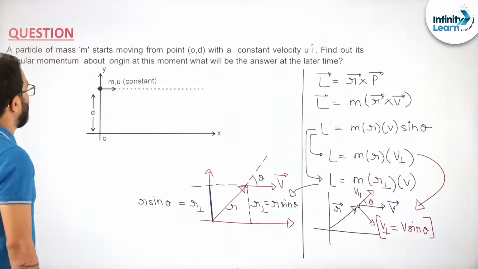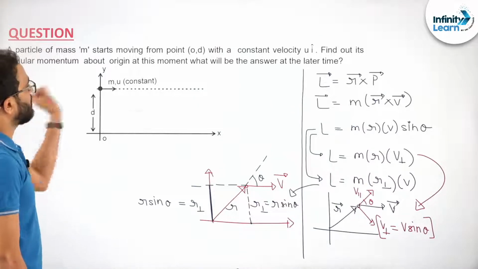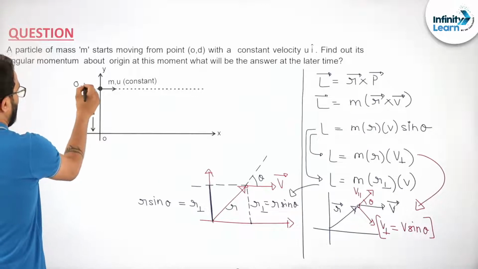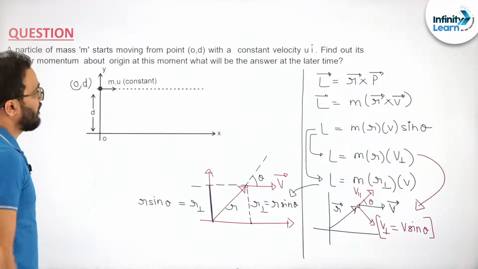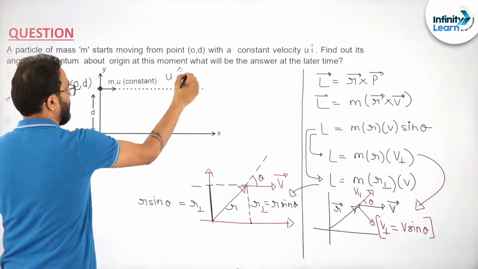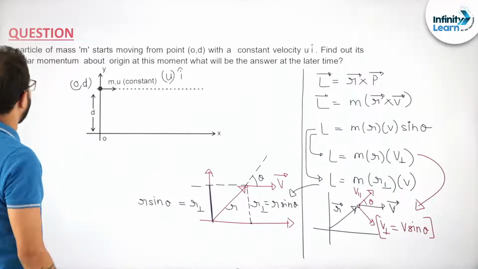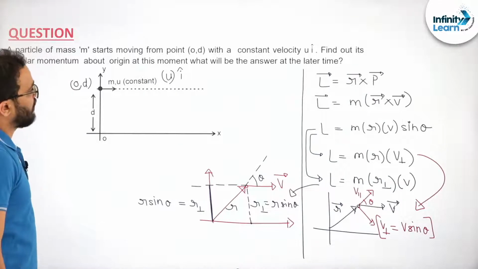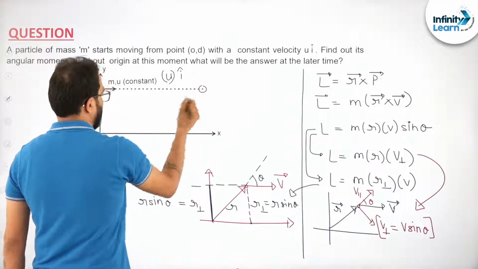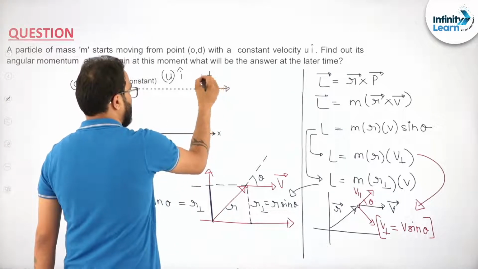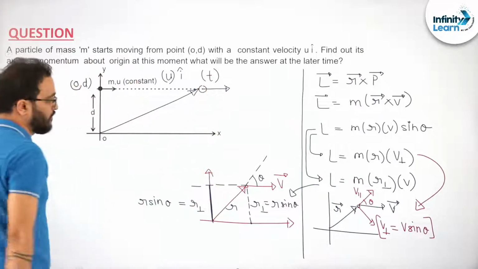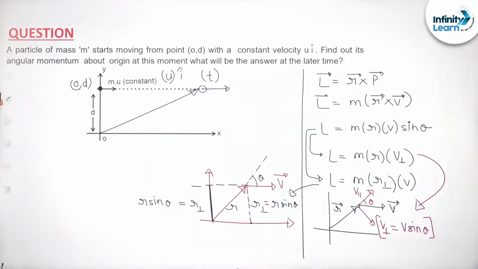Right. Now in this particular question, what they are saying: a particle of mass m starts moving from point (0, d). It starts moving with a constant velocity u i cap. Definitely it is moving in this direction, u i cap. Okay, fine. Find out its angular momentum about the origin at this moment and what will be the answer at a later time. That means right now, and when it is here after some time, let's say t, what will be the angular momentum at this moment also? So this thing we have to figure out. Okay, let's do this question.